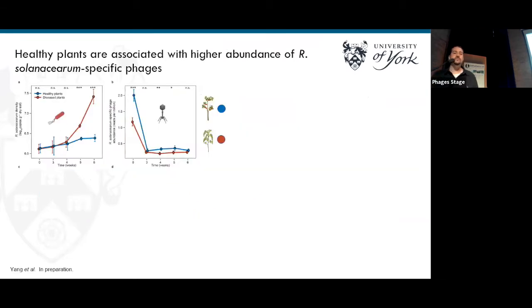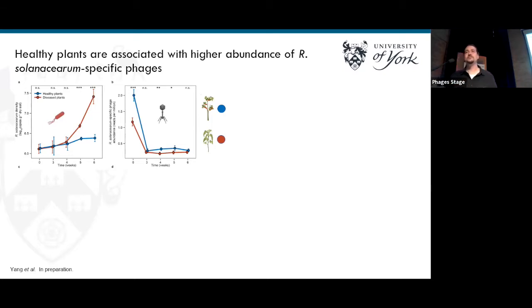And this is just looking at population density data between these two sample cohorts. Here on the left, it's qPCR data on Ralstonia, and we see quite a nice increase in bacterial density around week 5, and this is associated with the diseased plants. Interestingly, when we look at the abundance of Ralstonia phages, we generally have higher Ralstonia-specific phage densities in healthy plants.